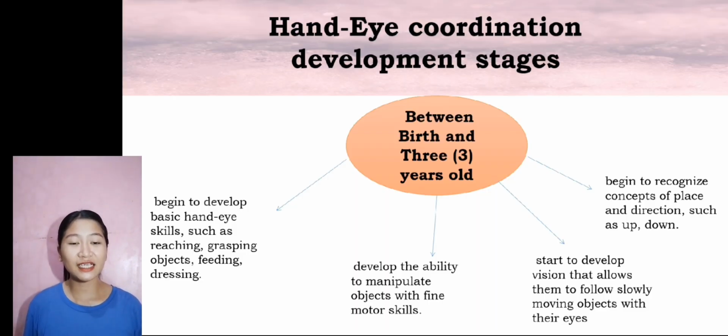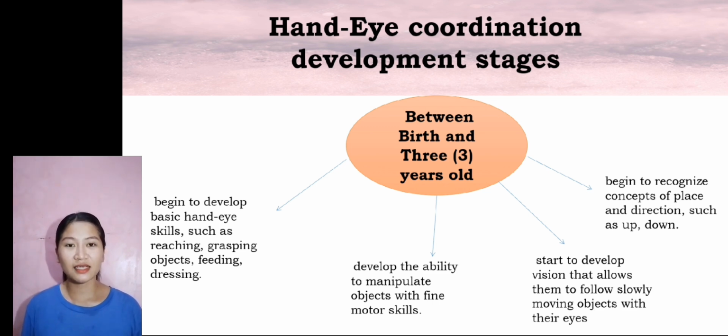So there are three hand-eye coordination development stages: first, between birth and 3 years old, between 3 to 5 years old, and between 5 to 7 years old. In birth to 3 years old, the first step is that they are able to develop vision that allows them to follow slowly moving objects with their eyes. The second step is they begin to develop their basic hand skills, such as reaching, grasping objects, feeding, and dressing. Next, they begin to recognize the concept of place and direction, such as up and down.